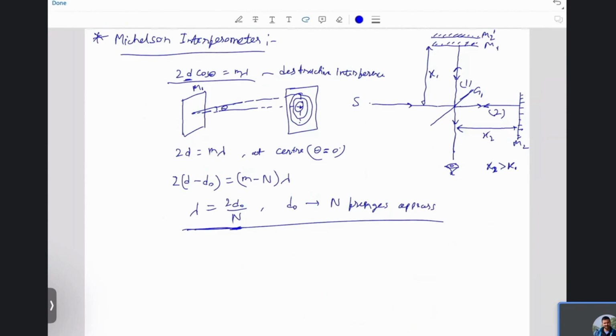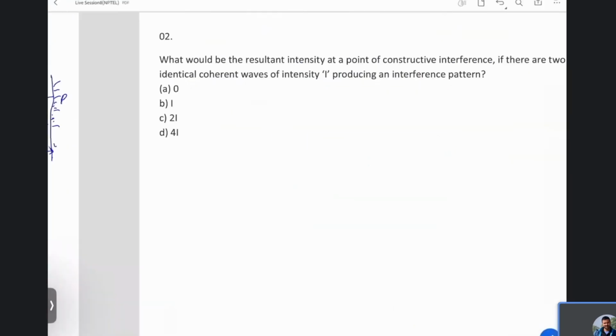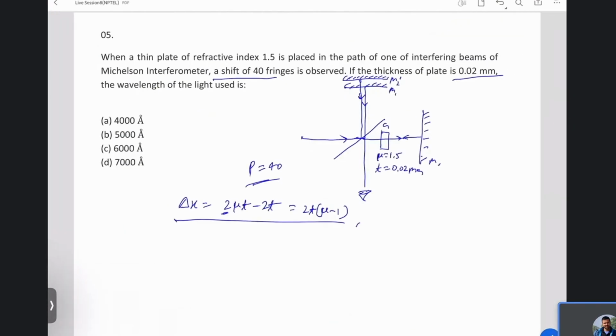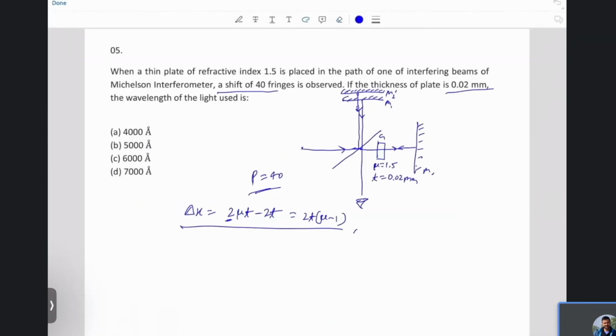Correct? So we can use this formula, but here we are not changing the distance between the mirrors. Instead, we are introducing a glass plate, and that will change the path length between the two interfering beams. So we can just use this as our D naught, and here we have P lambda.